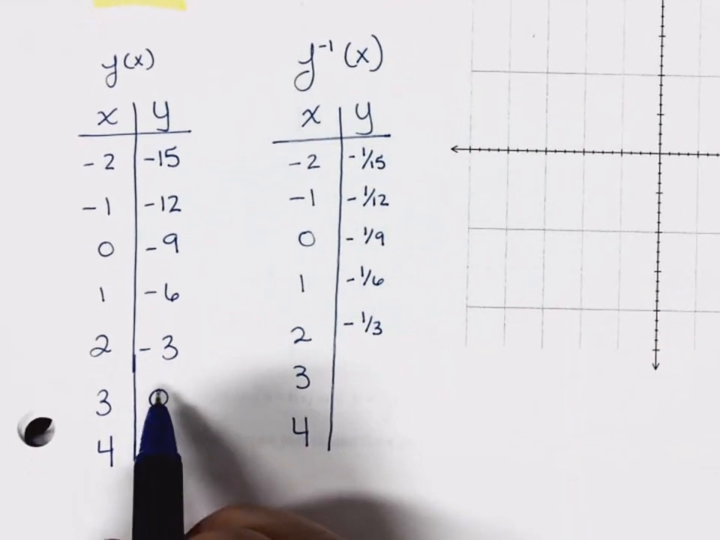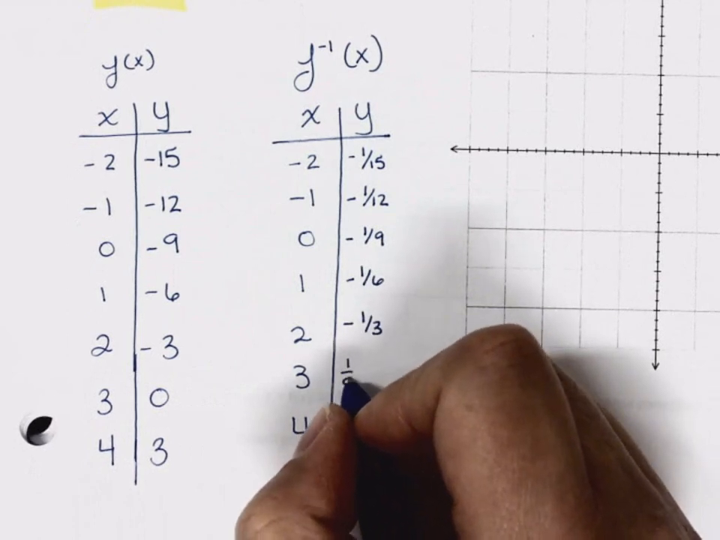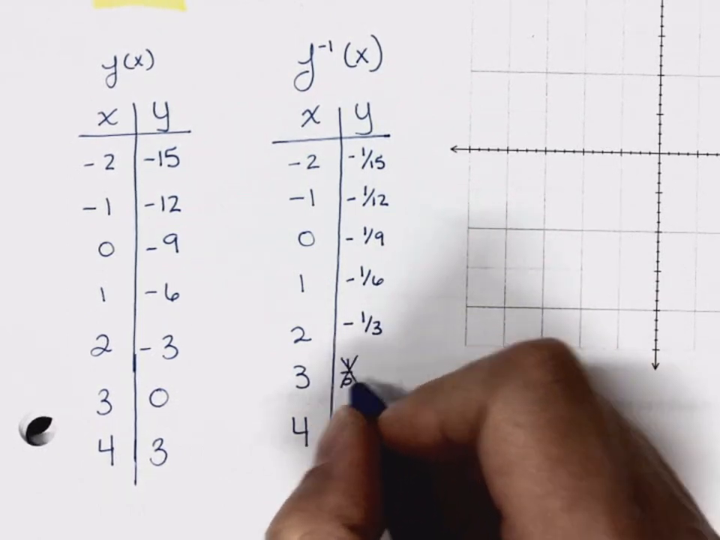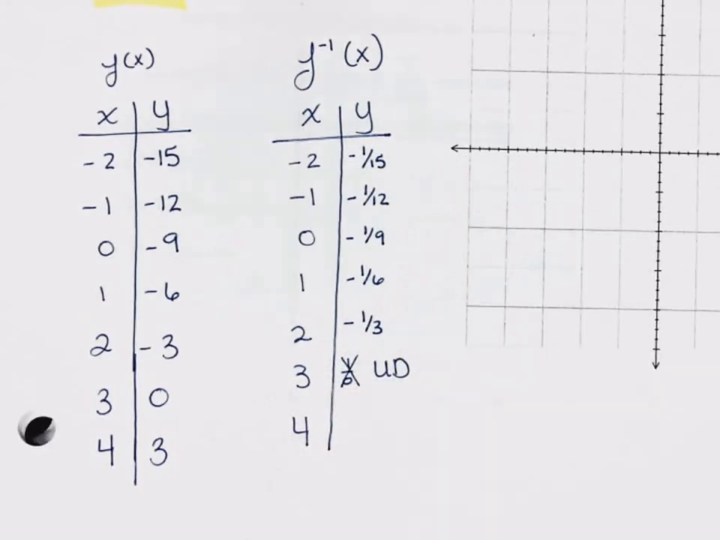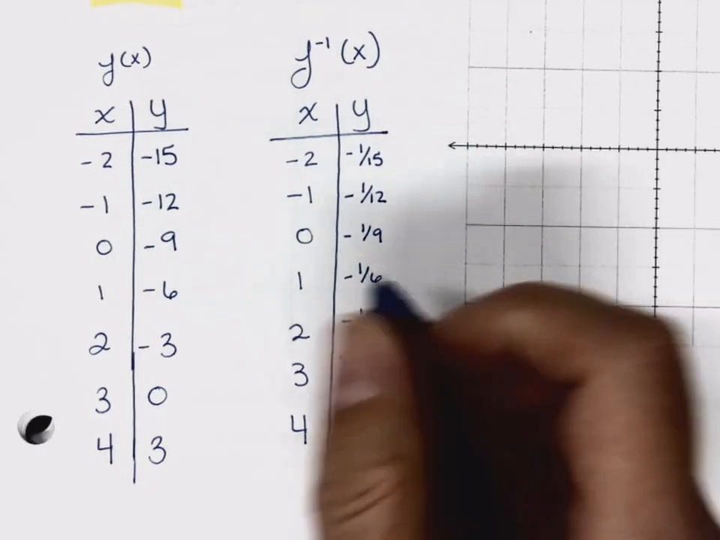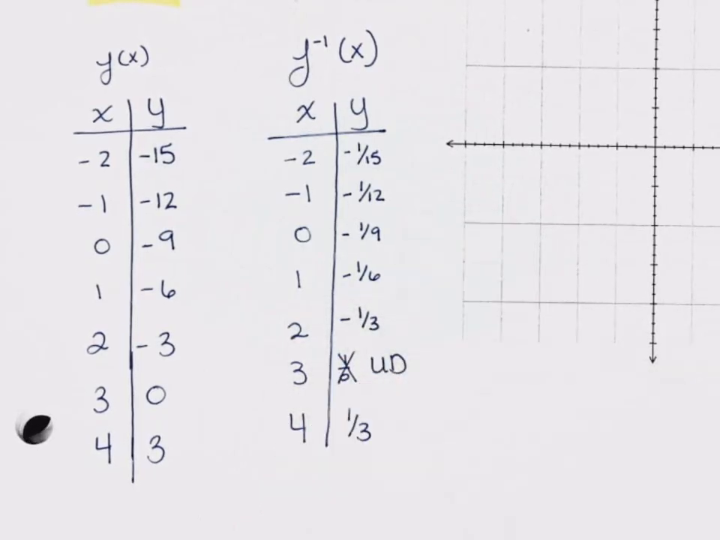What happens with 0? Undefined, because that becomes 1/0, and that can't happen, so I'm just going to say that it's undefined. I like to simplify things and just use UD. What do we know that that's going to turn into on the graph? An asymptote, and it's going to be your vertical kind. So get back to that. And then 4 is going to be 1/3.